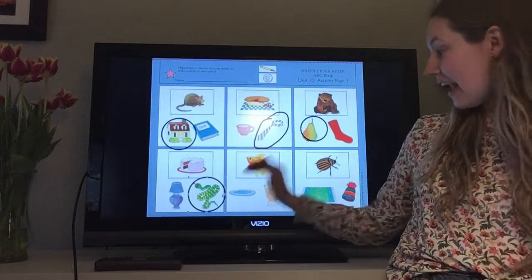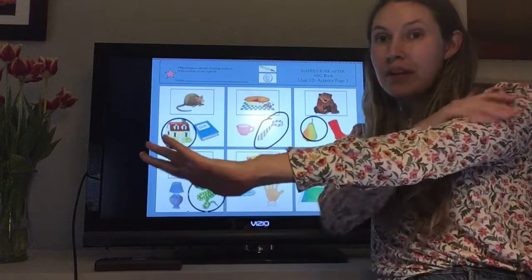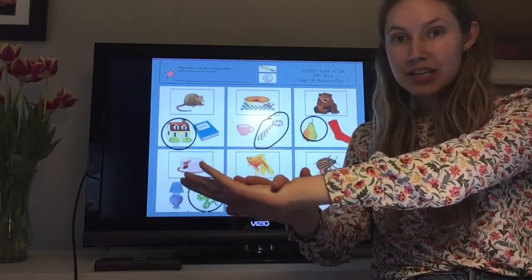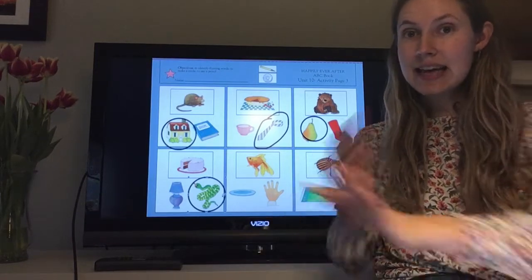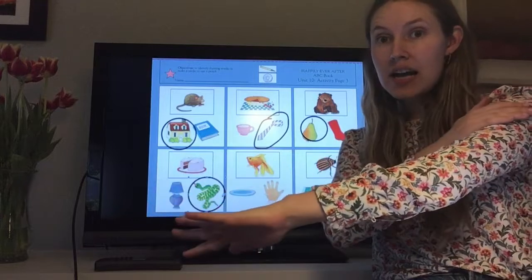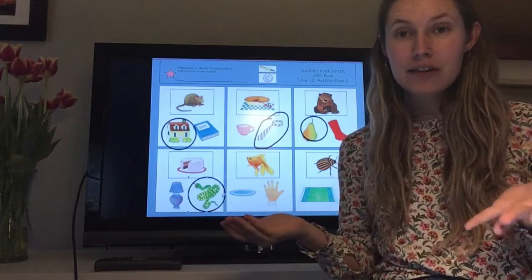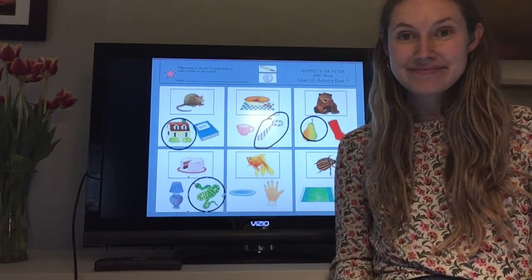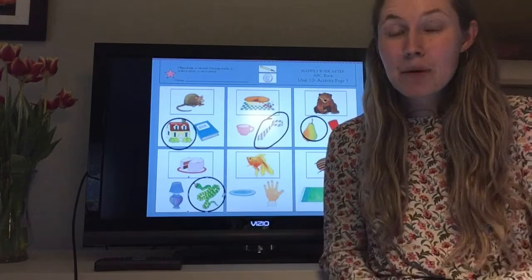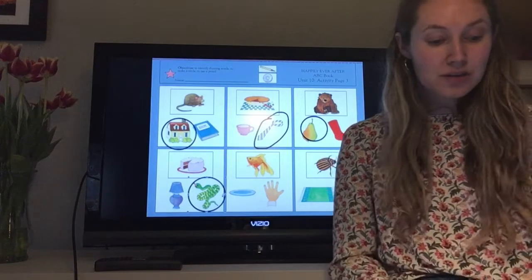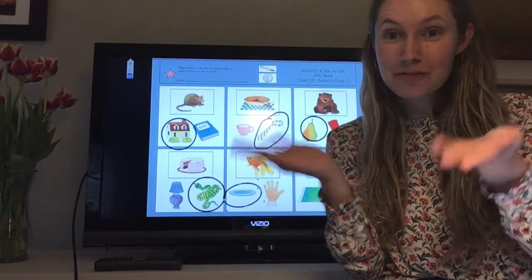Okay, so now we're looking at fish. Fish ends in the ish sound. Ish, ish. We need to figure out which other word ends in the ish sound. Is it dish or hand? Which one also ends in the ish sound like fish? Dish. Fish, dish. They both end in the ish sound. So we are going to circle our dish because fish and dish rhyme.